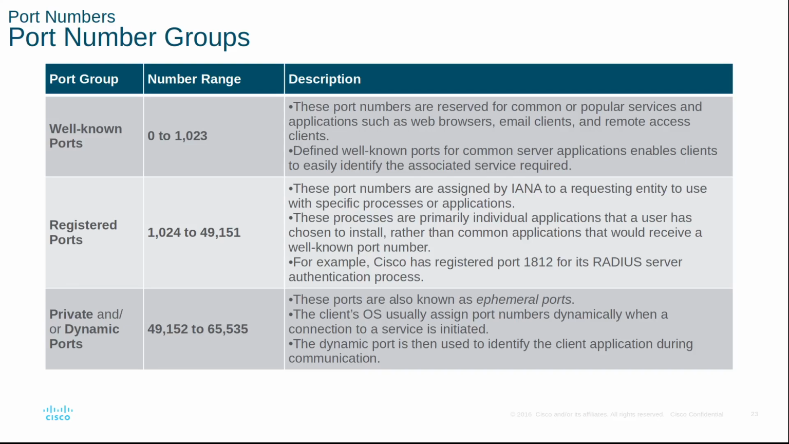Now, anything from 49,152 up to 65,535 are dynamic ports. They're chosen by the client's OS when a service is initiated. As you're going to see in a minute, the source port coming from the client will be one of these ports, and the destination port going to the destination will be whatever the common port is for that service. Hopefully that makes sense.